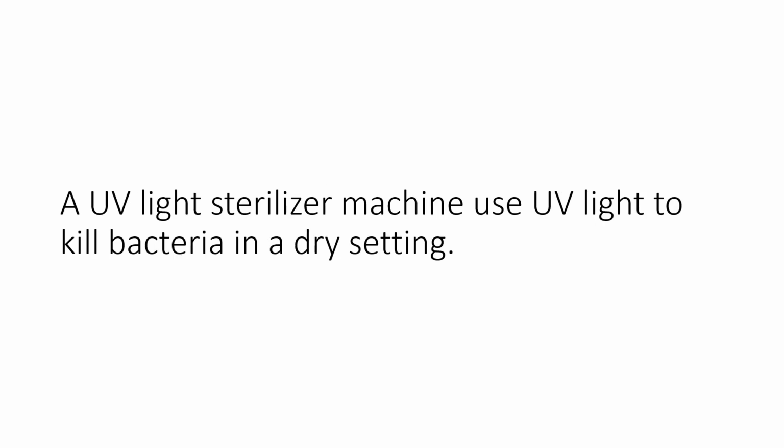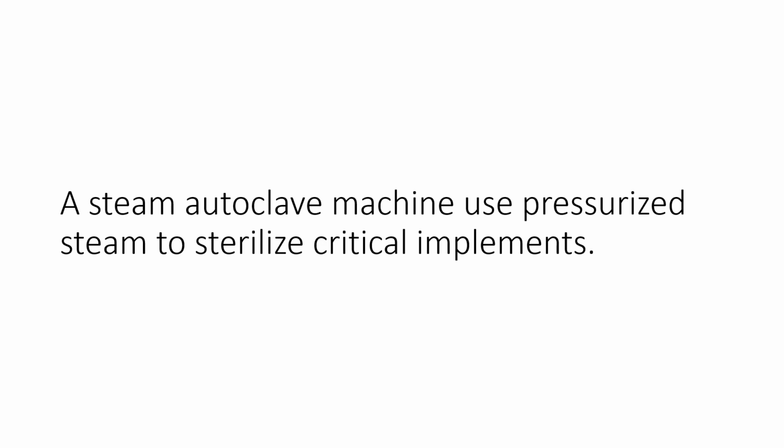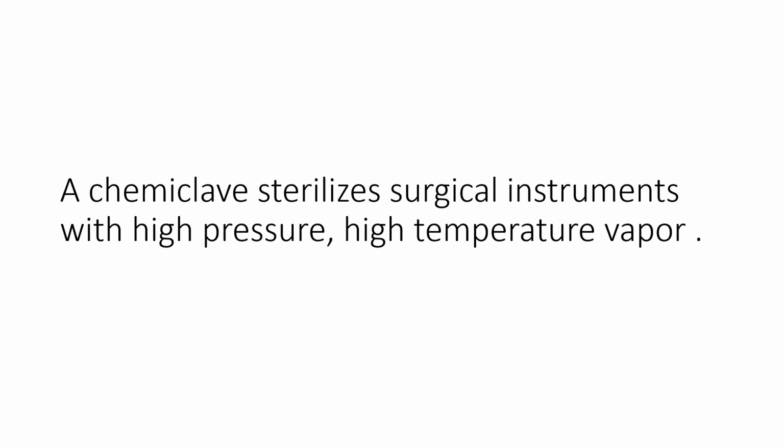A UV light sterilizer machine uses UV light to kill bacteria in a dry setting. A steam autoclave machine uses pressurized steam to sterilize critical implements. A chemiclave sterilizes surgical instruments with high pressure, high temperature vapor.